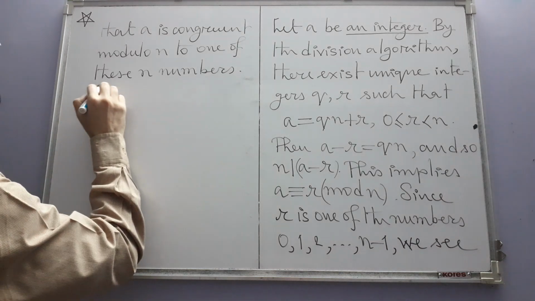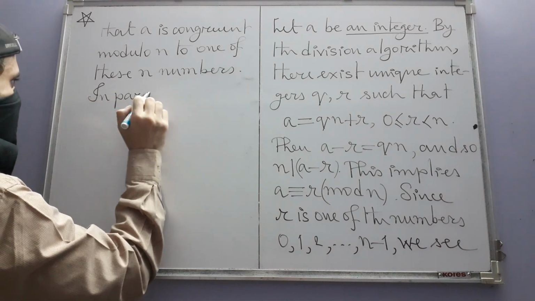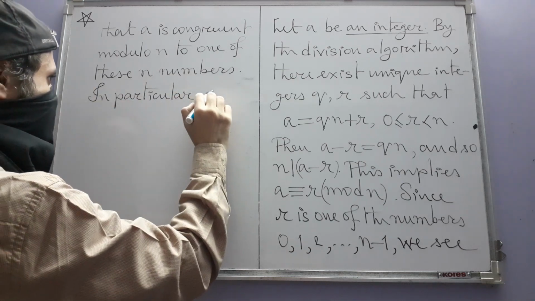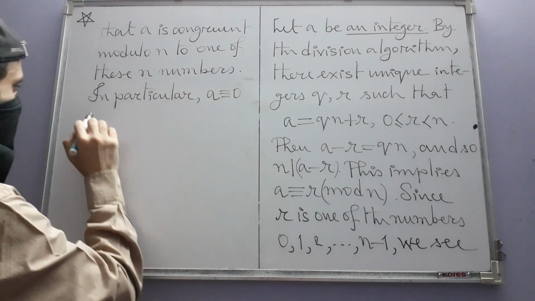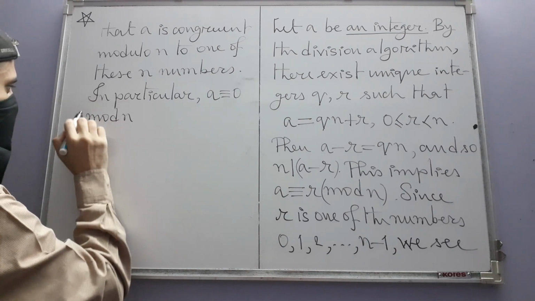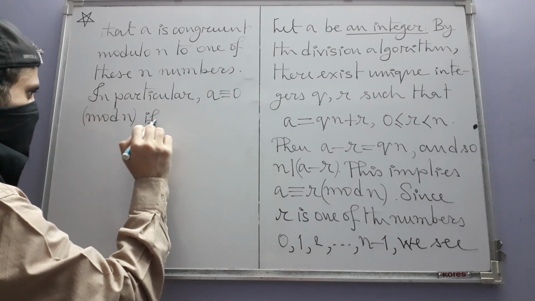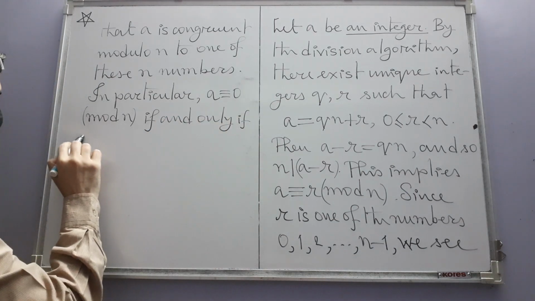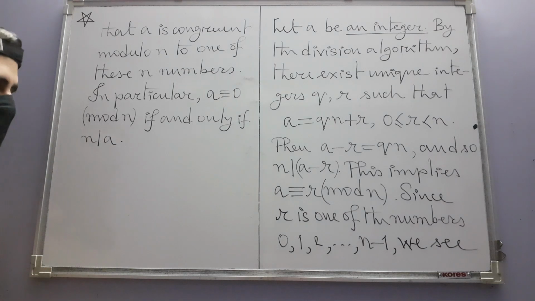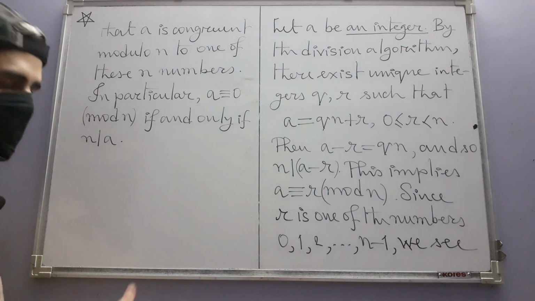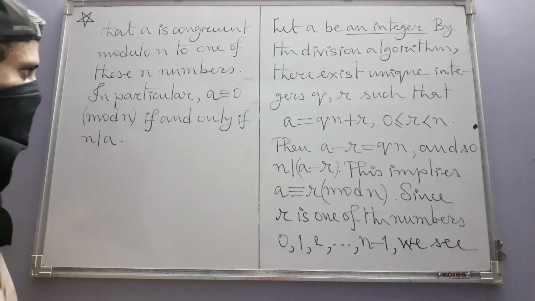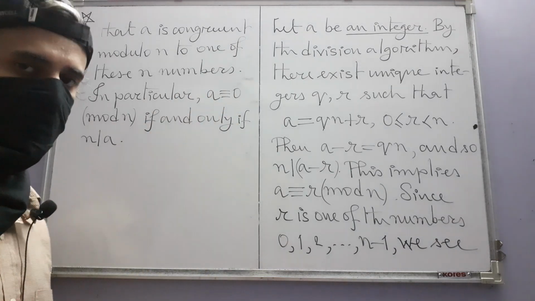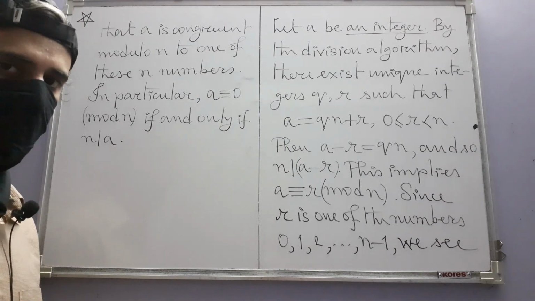In particular, A is congruent to 0 mod n if and only if n divides A. Well, why? Well, you apply the definition. A is congruent to 0 mod n if and only if n divides A minus 0, if and only if n divides A. That is why.